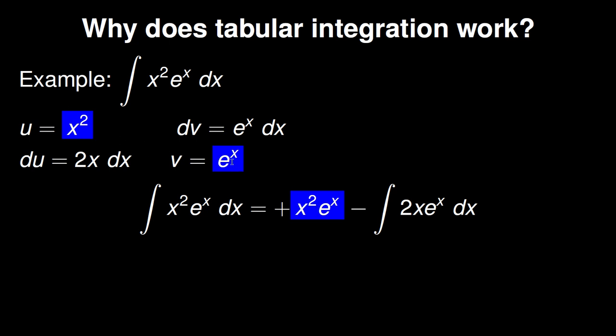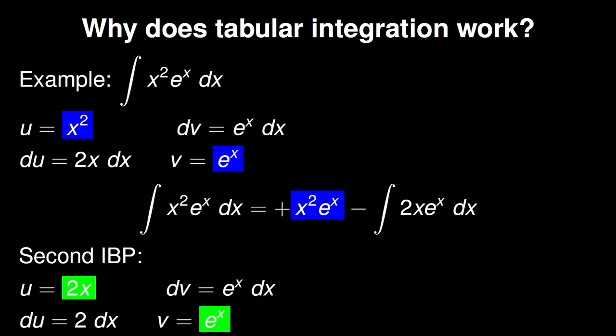So it's almost like we're multiplying down this diagonal. And because the integration by parts formula is positive u times v, that's why it starts off with a plus. And then the integration by parts formula has this minus the integral of v du.